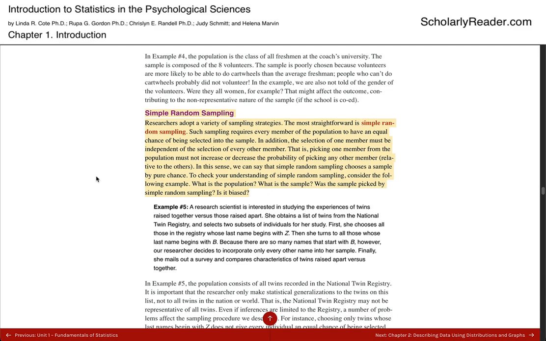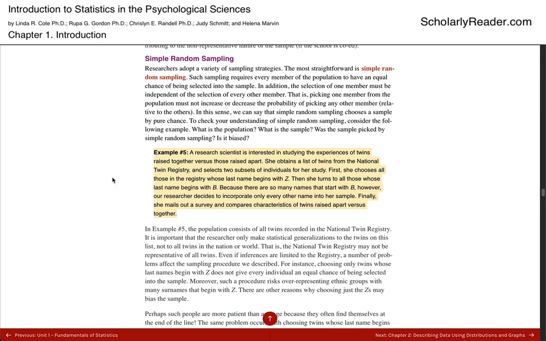To check your understanding of simple random sampling, consider the following example. What is the population? What is the sample? Was the sample picked by simple random sampling? Is it biased? Here's the example. A research scientist is interested in studying the experiences of twins raised together versus those raised apart. She obtains a list of twins from the National Twins Registry and selects 2 subsets of individuals for her study.